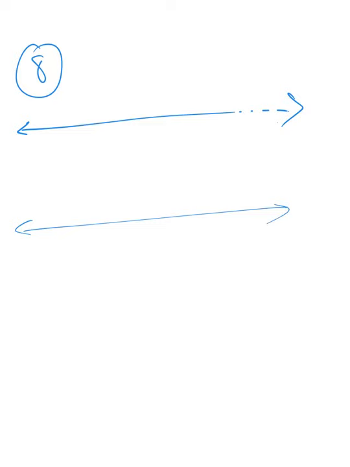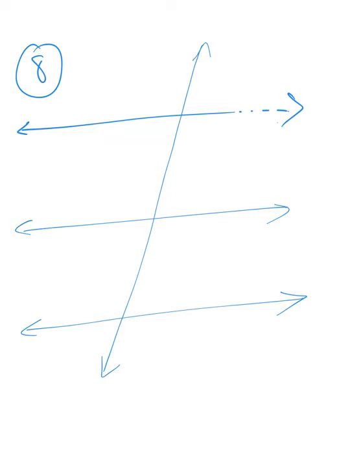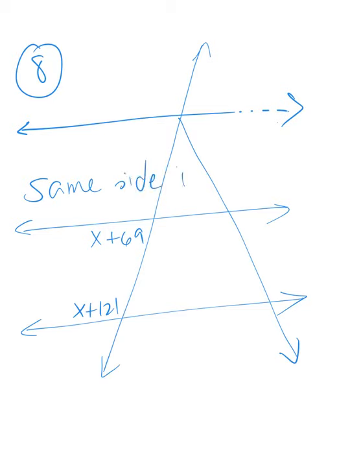90. We're on 8. So I'm going to have 3 parallel lines, a transversal, and another transversal. And my angles are x plus 121 and x plus 69. Same side interior. So would you have them equal each other? Not equal to each other. They equal 180.